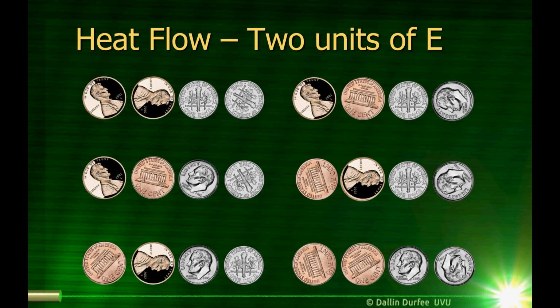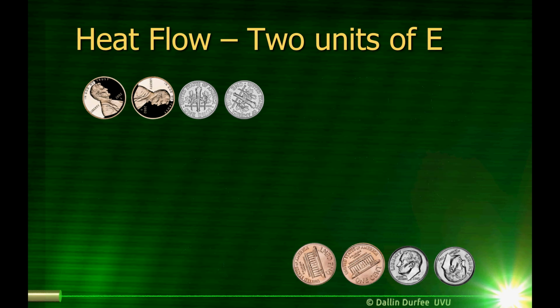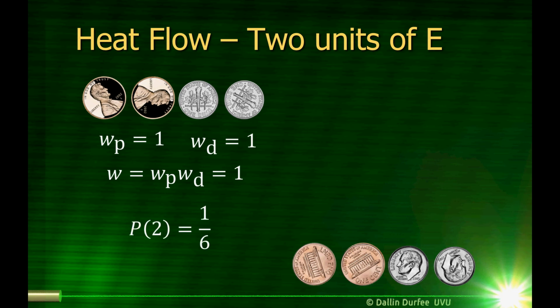Here are the 6 different arrangements of my coins that have 2 coins that are heads up. Notice only one of them has 2 heads as pennies. So in only one of them do the pennies have all of the energy. So there's one way I can arrange two pennies such that they're heads up, and one way I can arrange two dimes such that they're tails. The product of those two is 1. There's only one way I can have all of the energy with the pennies. So the probability, after I let the coins flip around randomly, of looking and finding the pennies having all of the energy is 1 out of 6.